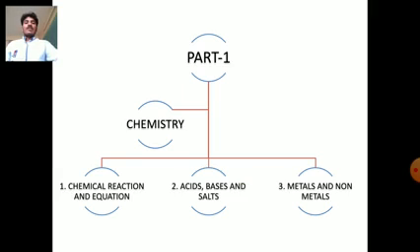Next, chemistry contains three major topics. The first one is chemical reactions and equations. In this chapter, we study what a chemical reaction is and how chemicals react. Next, what is a chemical equation, how to write chemical equations, and what are balanced chemical equations, how to balance the chemical equations. Next, types of chemical reactions. Next, we study oxidation and reduction, and corrosion and rancidity.